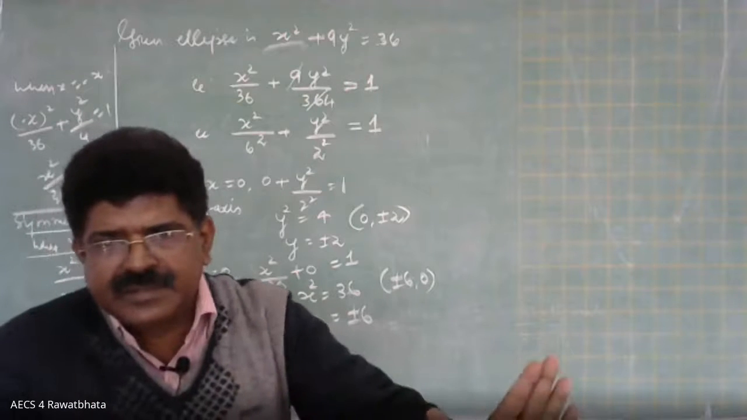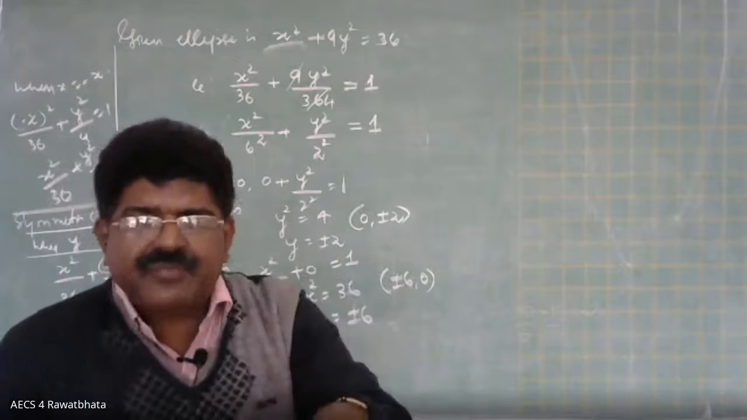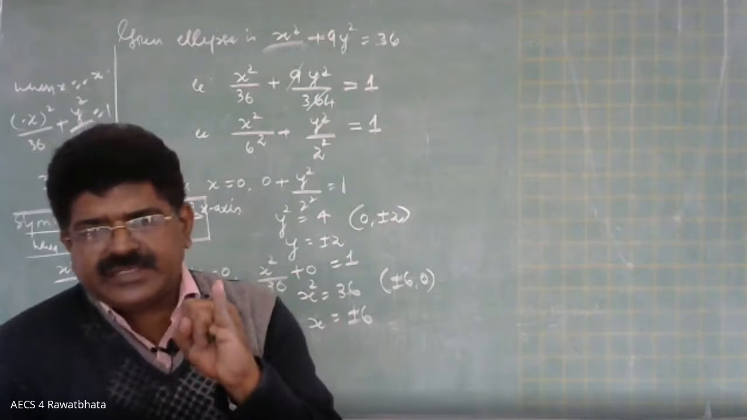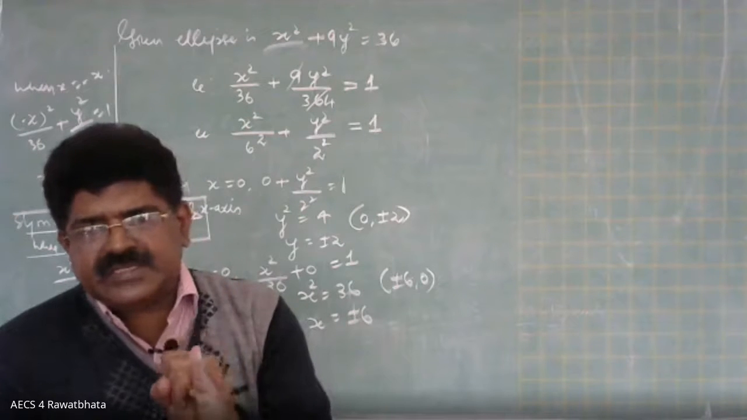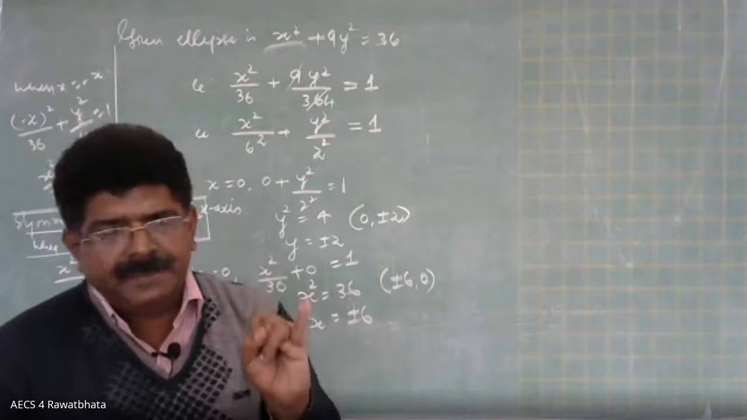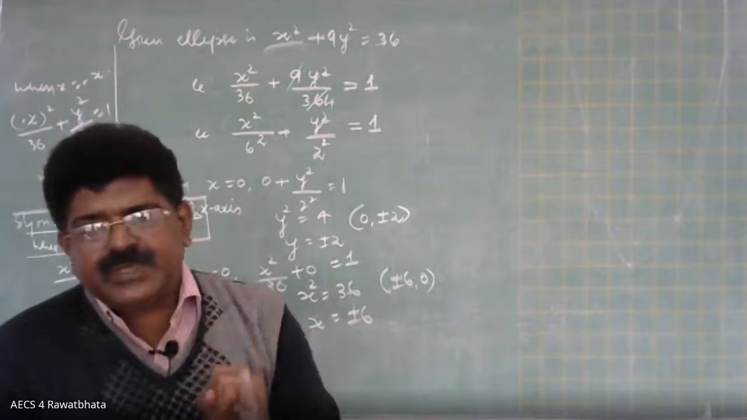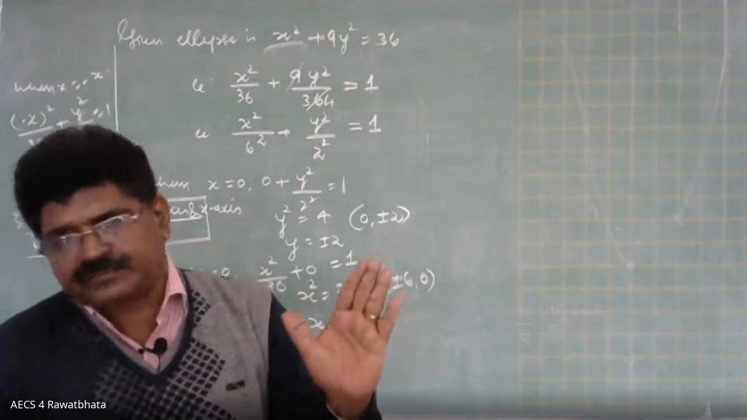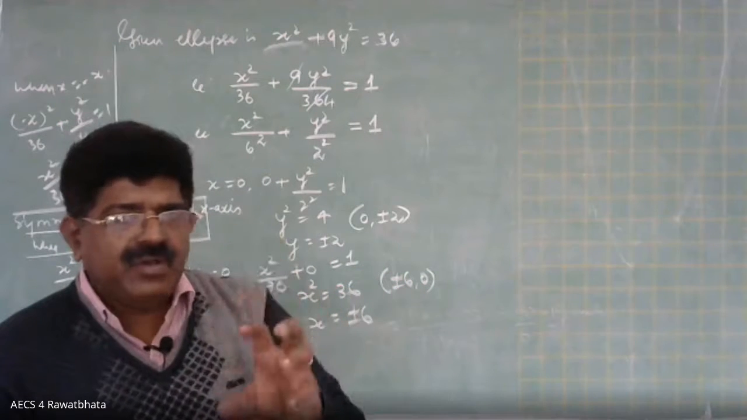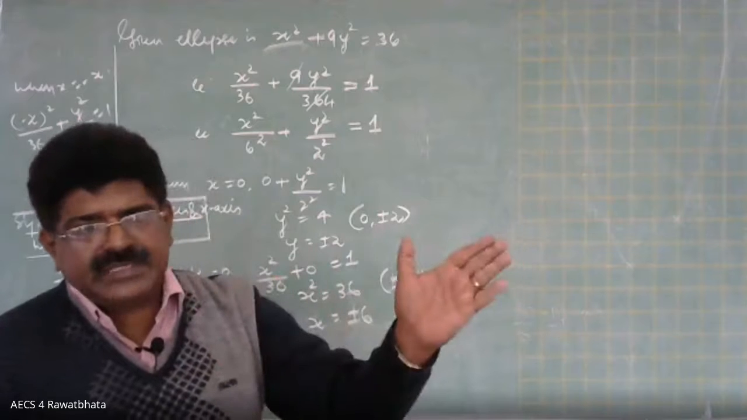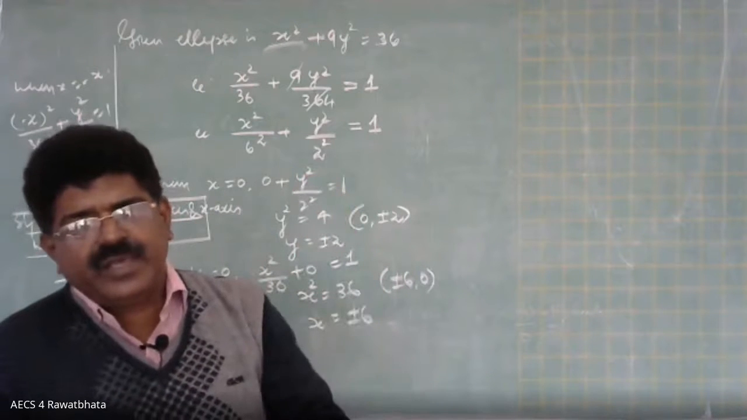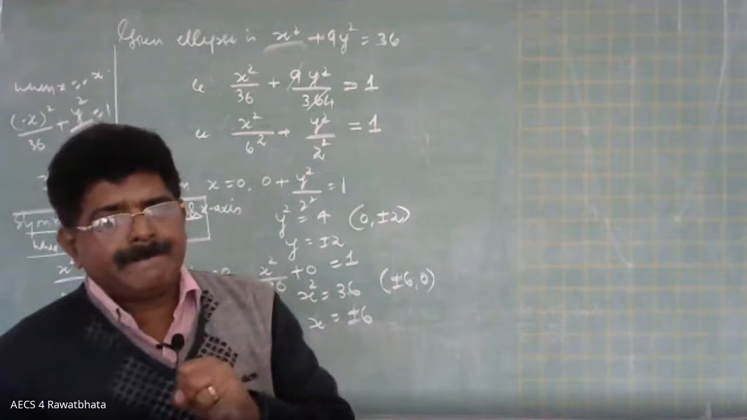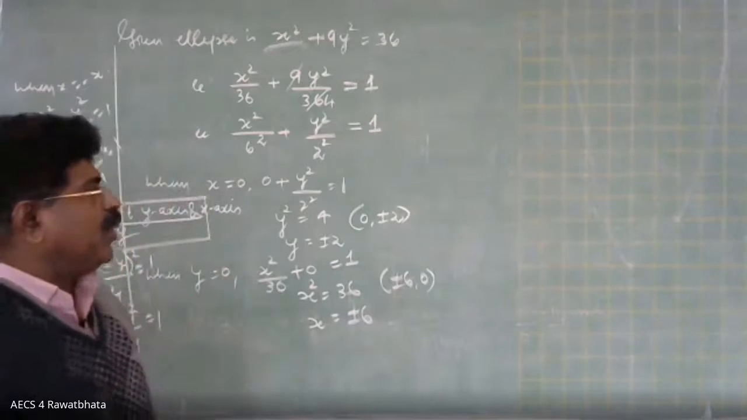So the curve is symmetric about the y-axis when x is equal to minus x, there is no change in the equation, and symmetric with respect to the x-axis when y is equal to minus y, there is no change. Clear? Now applying both, there is no change, so this curve is symmetric with respect to the origin.